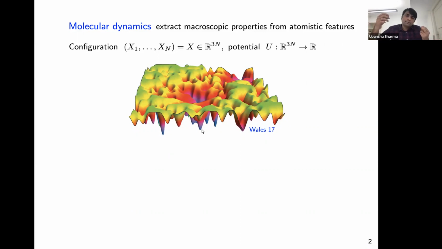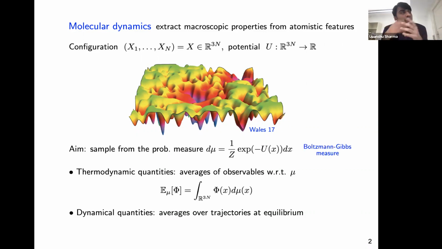In molecular dynamics, one of the interests is in sampling what's called the Boltzmann-Gibbs measure. The Boltzmann-Gibbs measure is proportional to exponential minus the potential. That's what it is. And here Z is just a normalization constant so that the mass is 1. What people want to do with this measure is use it because it encodes the atomistic features of your system, and use it to compute averages. Averages of the type, for instance, thermodynamic quantities, which means you have a certain observable of your system, and then you take averages with respect to this measure mu.